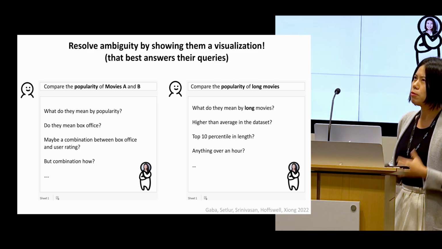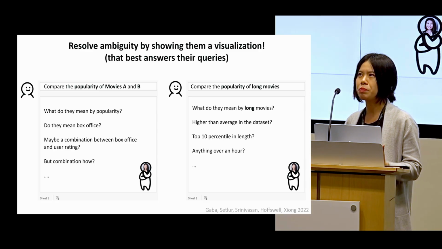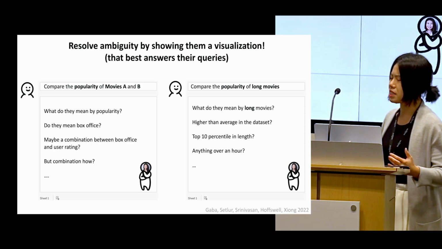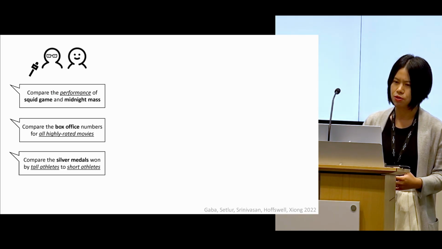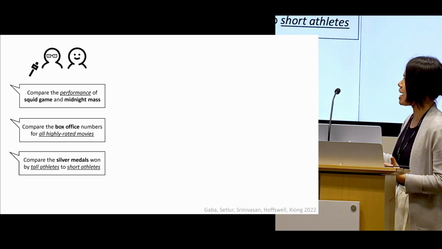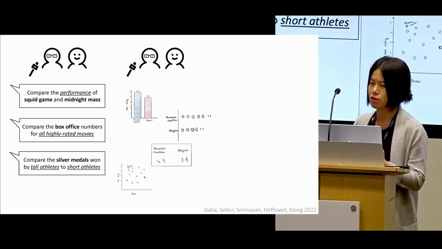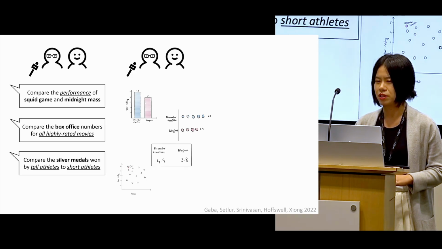And so what our approach now is to try to resolve some of that ambiguity by showing people a visualization that best answers their queries. So we're doing some design studies work where we are showing experts and novices, Tableau users and non-Tableau users, just ambiguous queries, and we're asking them to help us draw and design visualizations that they think would answer these queries even if these queries are potentially ambiguous.